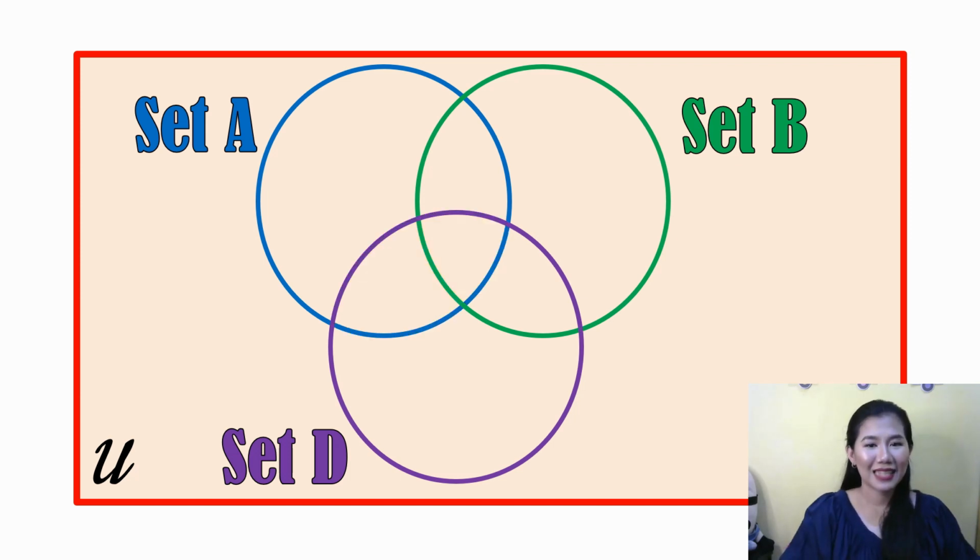Okay, let us have the last region. I'm going to shade the portion there that tells us that it is the intersection of set A, set B, and set D. Ibig sabihin, yung part na yon, okay, yung orange portion na yon na nakikita ninyo ay parte siya ng kulay blue na circle, parte siya ng kulay green na circle, at parte rin siya ng kulay violet na circle. So, that is the intersection of set A, set B, and set D.